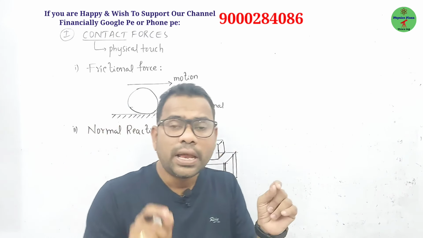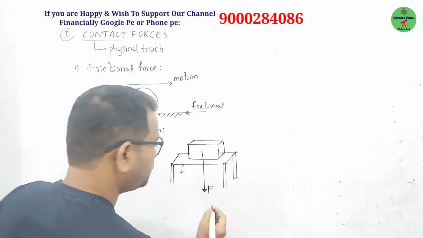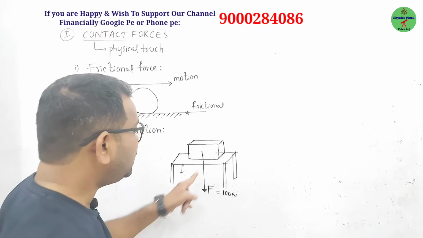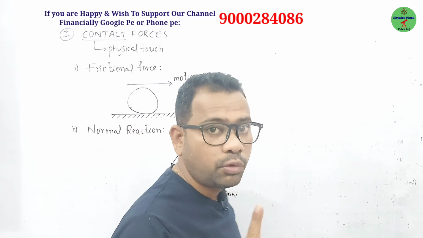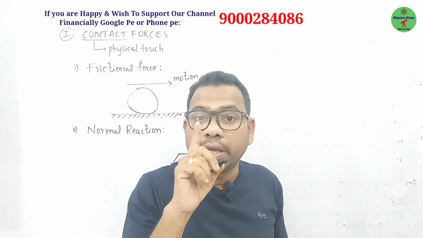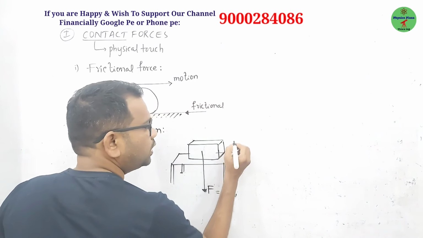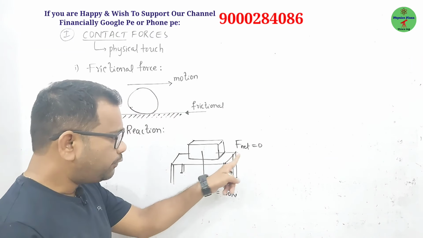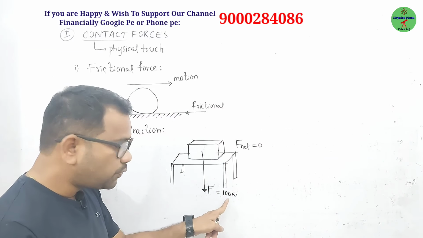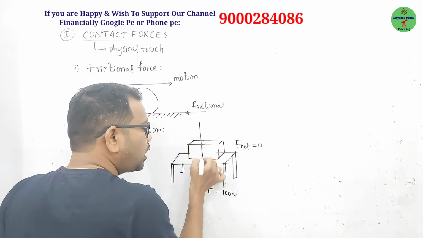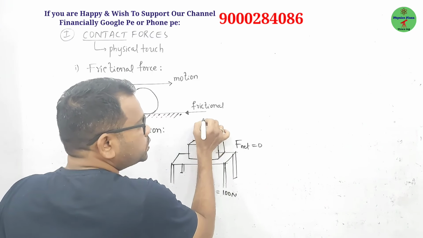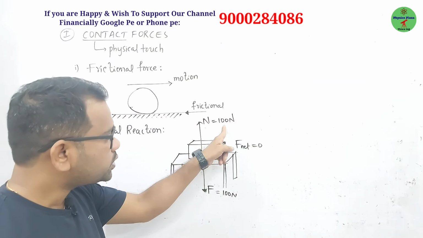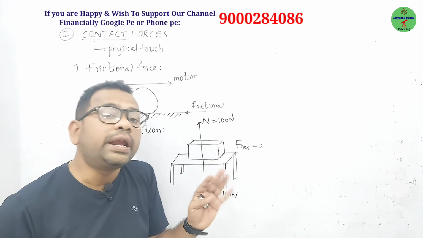The body is at rest, which means the net force acting on the body is 0. Suppose in the downward direction some 100 newtons is acting, but still the body is not moving. Children, when the body will move, there must be some net force. Here the net force acting on the body must be 0. To have this net force 0, there must be one equal and opposite force. That we call the normal reaction. These two forces are equal and in opposite directions. Then the net force will be 0.